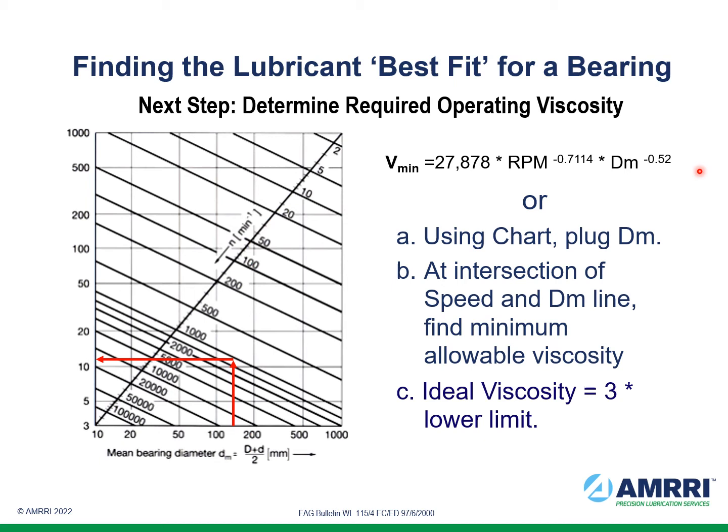The calculation is: the minimum allowable viscosity equals a constant factor, 27,878, times variable shaft speed to the negative 0.7114 power times the bearing's median diameter to the negative 0.52 power. This can be easily done using Excel or a calculator. And then once we have the minimum allowable viscosity identified, we're going to multiply that lowest allowable viscosity limit times 3 to come up with our target viscosity value.